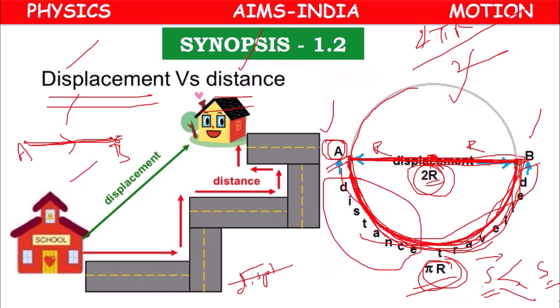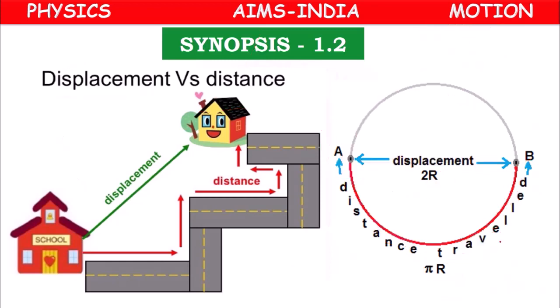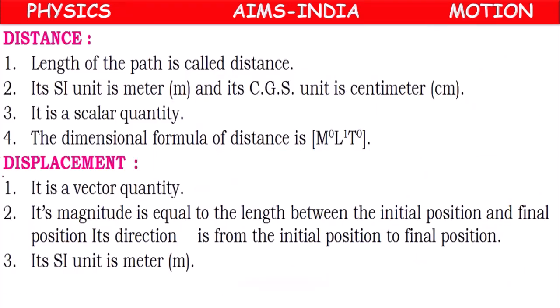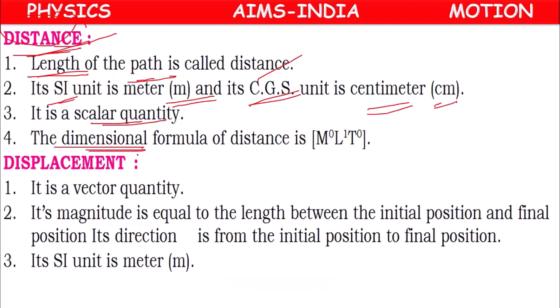Okay. So this is about distance and displacement, children. Let's see the important points. Distance means the length of the path. Its SI unit is meter, CGS unit is centimeter. It is a scalar quantity. It also has a dimensional formula. Suppose distance is nothing but length. Normally we have mass, length, time. These three are the fundamental quantities.